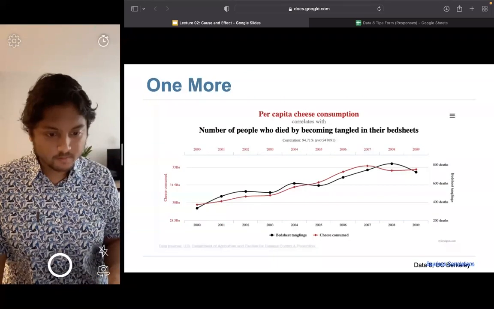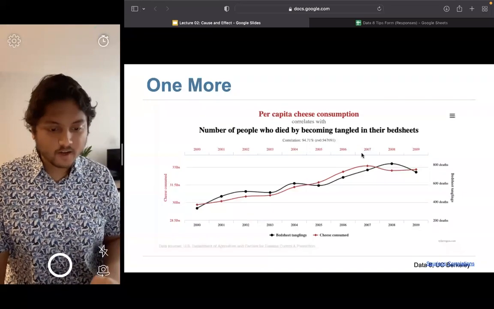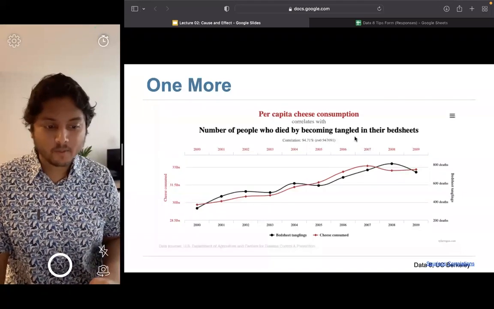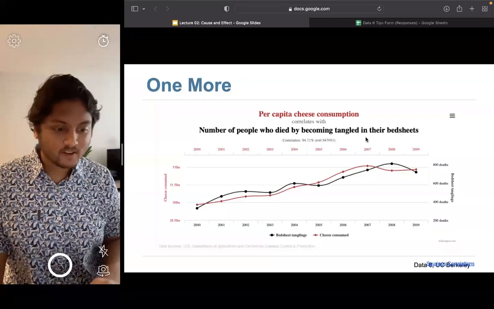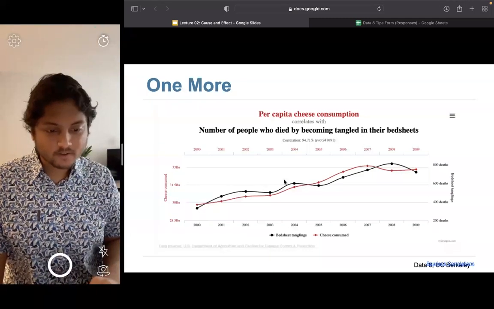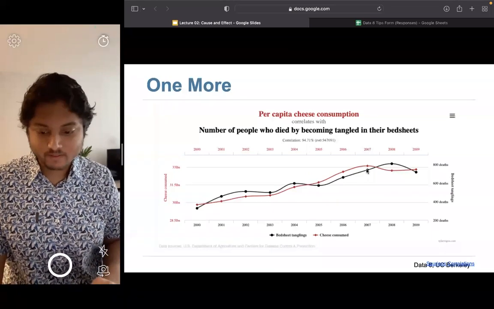There's another fun example here. We have per capita consumption of cheese over time, and then the number of people who died by becoming tangled in their bed sheets. So that's also surprisingly associated or linked, decently strongly.